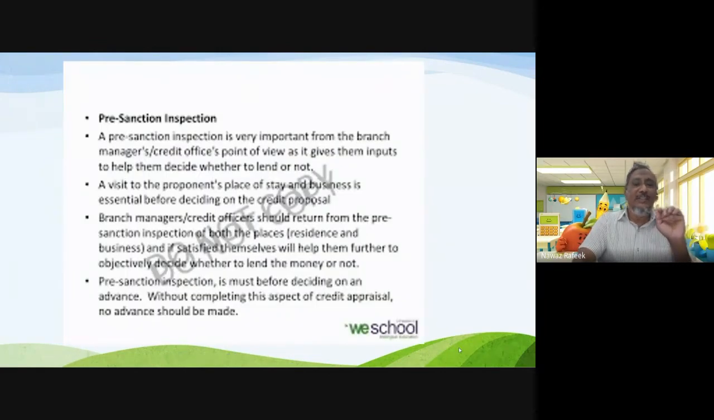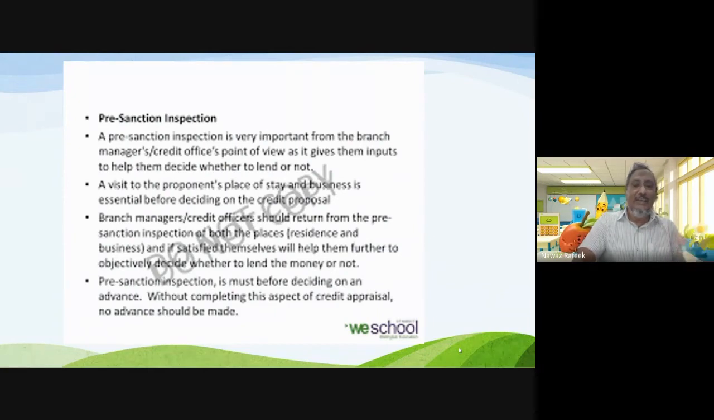The pre-sanction inspection is very important from the branch manager's and credit officer's point of view. I should give them inputs to help them decide whether to lend or not. Before granting the facility, inspection is important. A visit to the proponent's place of stay and the business is essential before deciding on the credit proposal. That's what we have already discussed. I'm going to summarize what we have discussed.